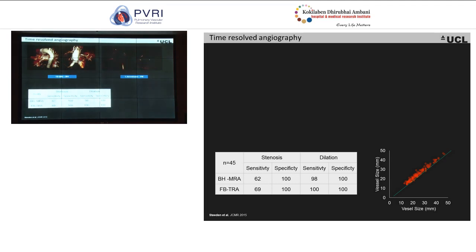Jennifer Steeden is one of the MRI physicists who developed this sequence, tested its sensitivity and specificity for looking at vessel dilatation and vessel stenosis. And I think the results are comparing breath hold, so the standard method, to the new method, and they were all comparable with a good correlation.